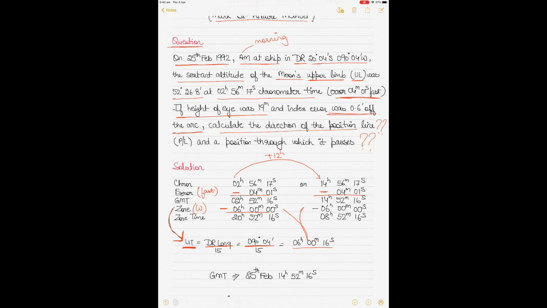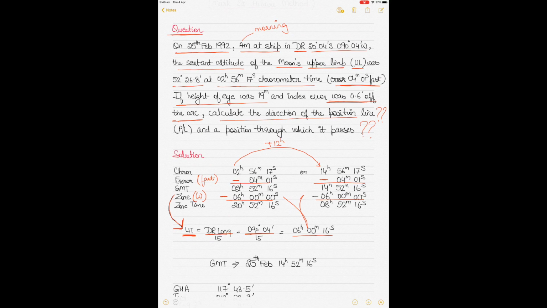Whenever you are in west longitude, you subtract your zone from GMT, because GMT is ahead of you. Imagine yourself being in America, which is in west longitude, and GMT is the time in the UK. The time in the UK will always be ahead of you.